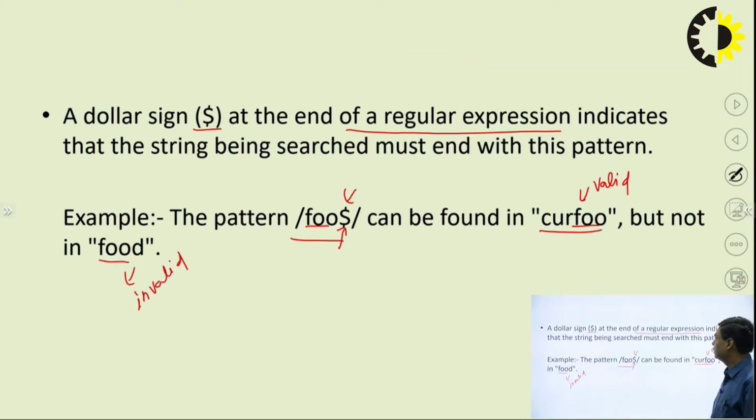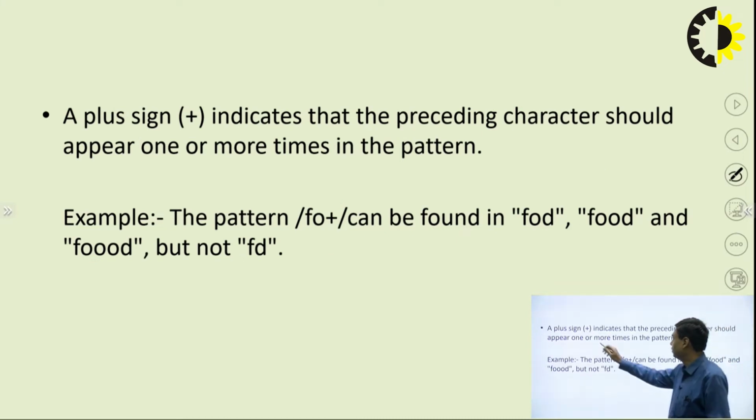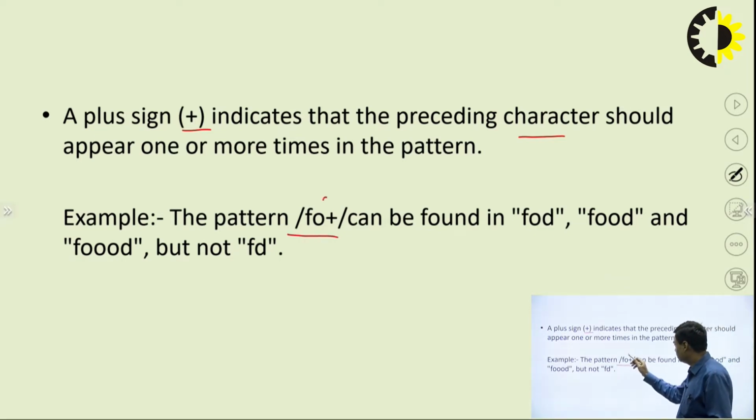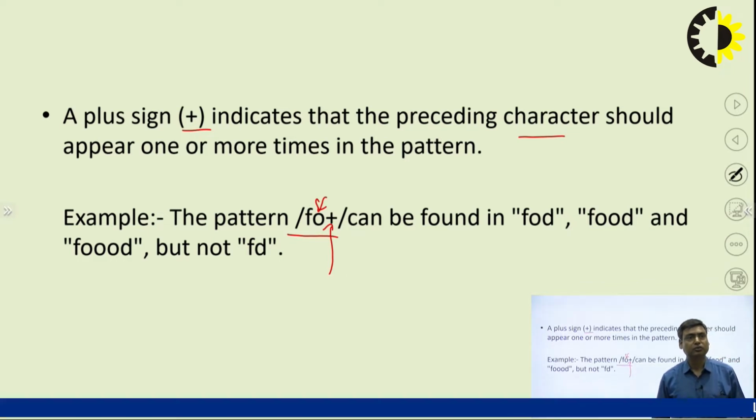Next character is the plus symbol. So the plus symbol indicates that the preceding character should appear 1 or more than 1 time. So this is the pattern mentioned here. You can see this O can be at least 1 time or more than 1 time, because we are using the character plus. Now we can use this string to validate our input string given by the user.